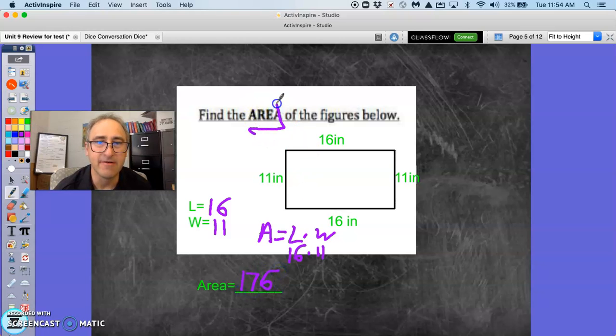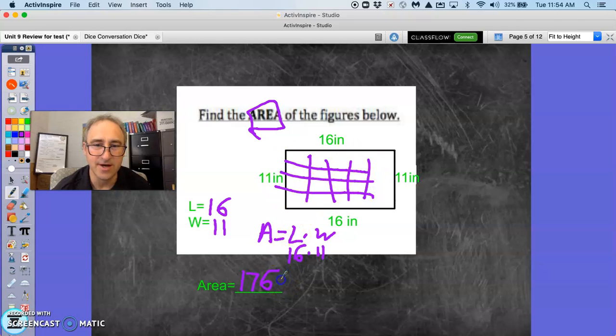176. But area, again, fills up this whole thing with little squares. So I'm going to say 176 inches with a little 2 here, squared. Or we could write it or type it on our calculator with the little caret 2 to mean squared.